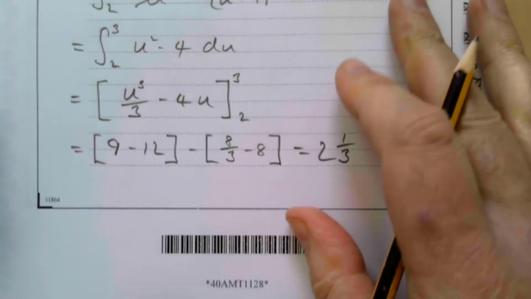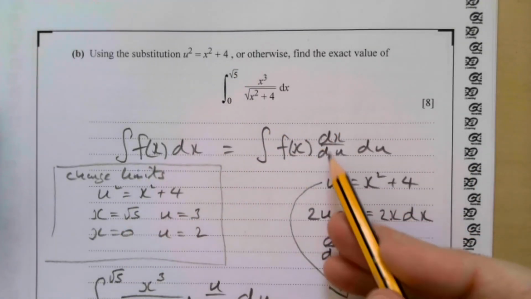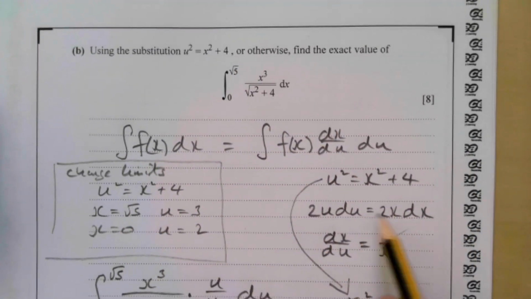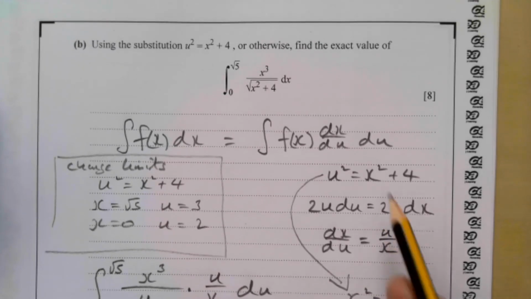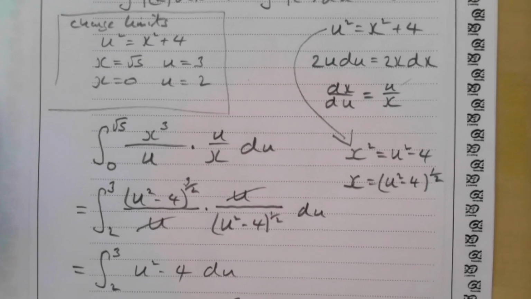So a fairly tough one there that we're going to look through. Remember, we changed our limits to get from there to there. We're finding our dx by du. This is quite an unusual thing here. Again, we don't do this too often in terms of working this bit out and then working our way through there. Hopefully that made sense okay.